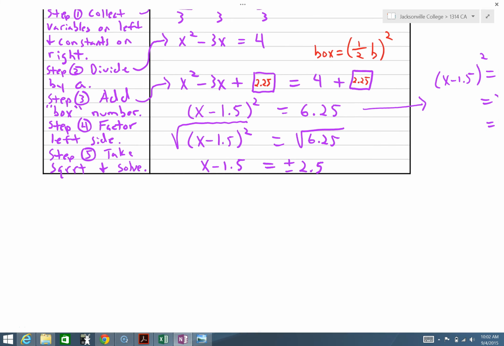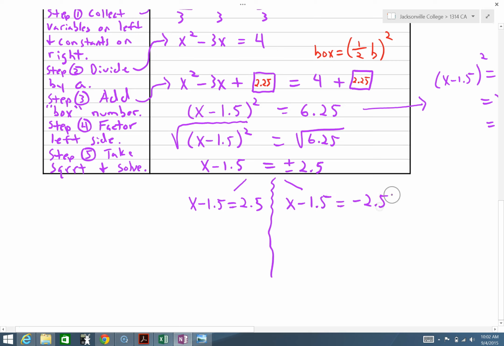This now becomes two equations. Two different equations. One is x minus 1.5 is positive 2.5, and separately, x minus 1.5 is a negative 2.5. Here, adding 1.5 to both sides, you get that x is 4. And here, adding 1.5 to both sides, you get that x is -1.